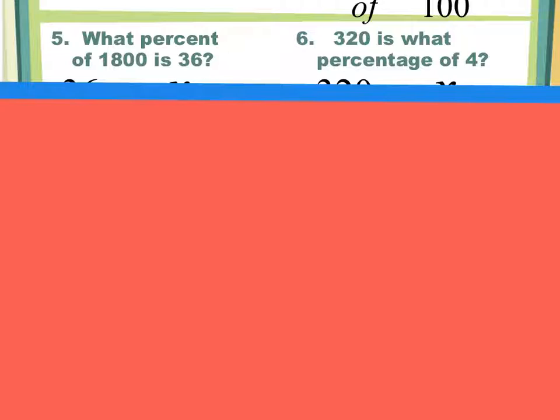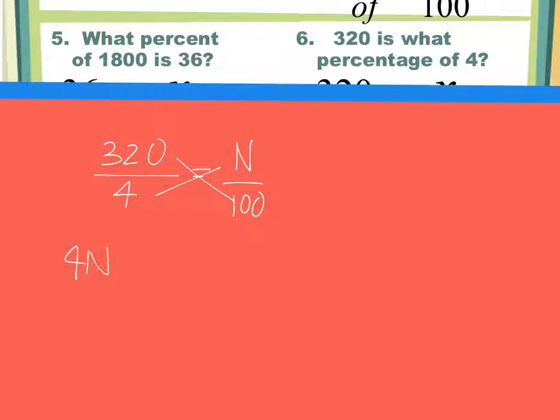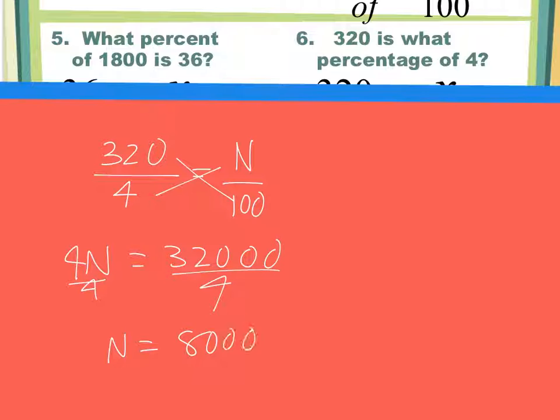320 as a proportion. 320 out of 4 is the same as what out of 100? Cross multiply and you get 4n is 32,000. Divide by 4. N is 8,000. And because I already took the percent into account, the answer is 8,000%.